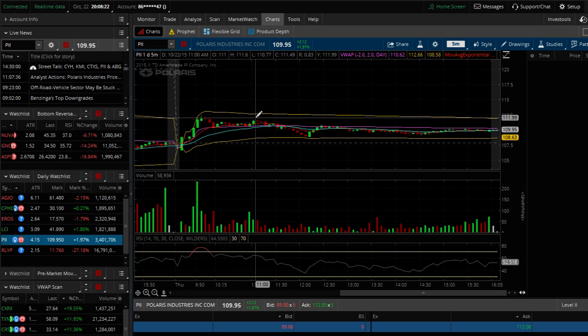But in hindsight, that was the wrong thing to do. Ended up getting stopped out when it closed below the VWAP. And that was the end of that second trade. But the first trade was pretty strong. I was pretty happy with it.